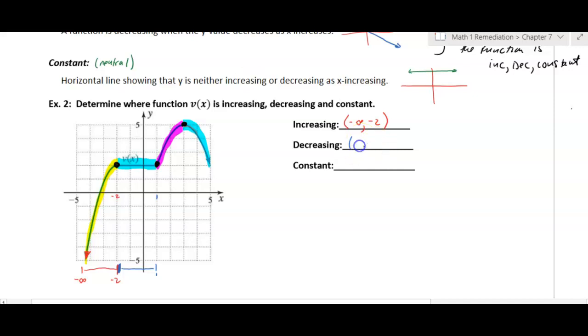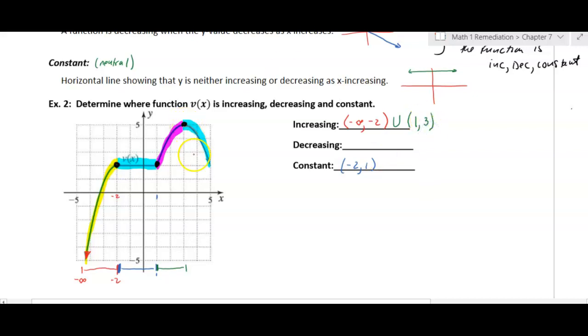So it's constant from negative 2 to 1. Then it starts increasing again. And remember, when you have another interval of increasing, we always use a union symbol in between. And we say this is increasing from an x value of 1 all the way to an x value of 3.